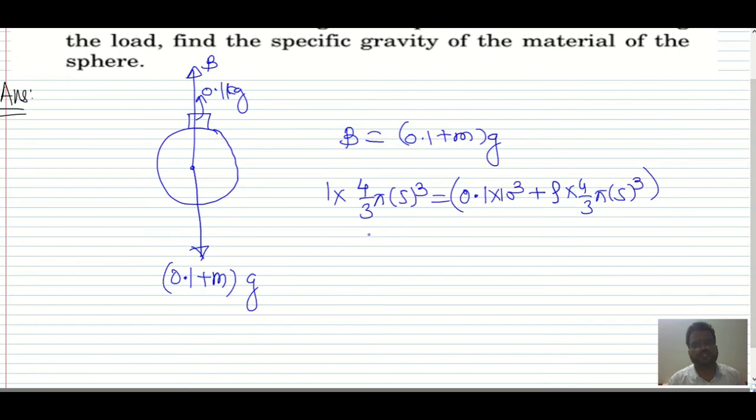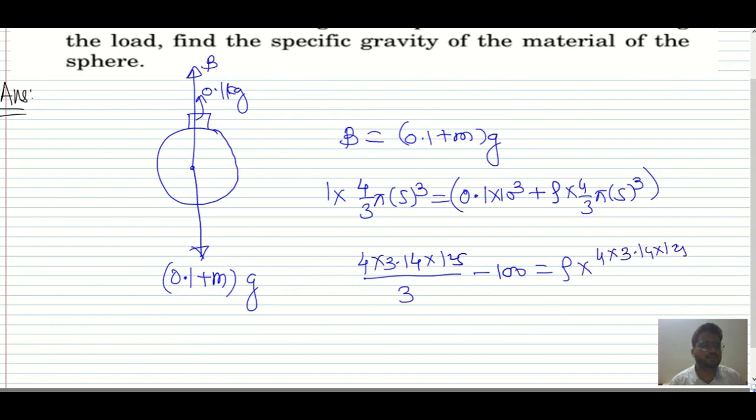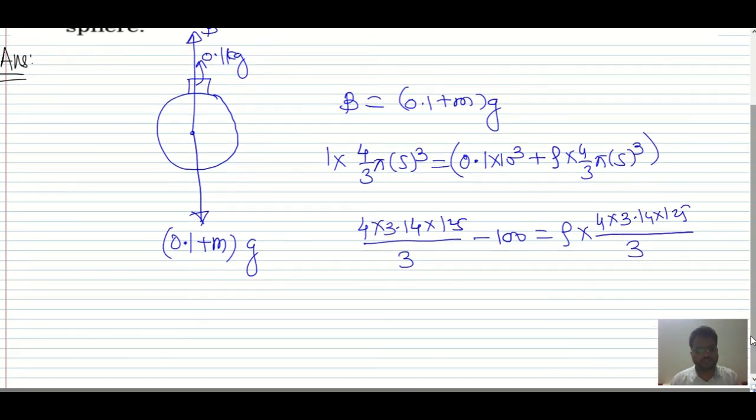Now if you just solve this, you will get 4 into 3.14 into 125 divided by 3 minus 100 is equal to density rho into 4 into 3.14 into 125 divided by 3. Let's solve this. It is 4 into 3.14 into 125 divided by 3, which is 523.33.